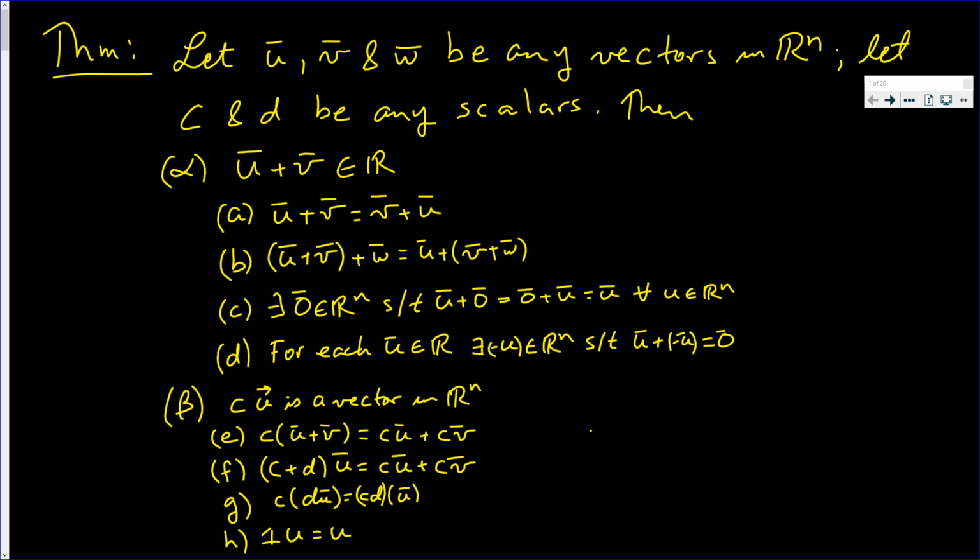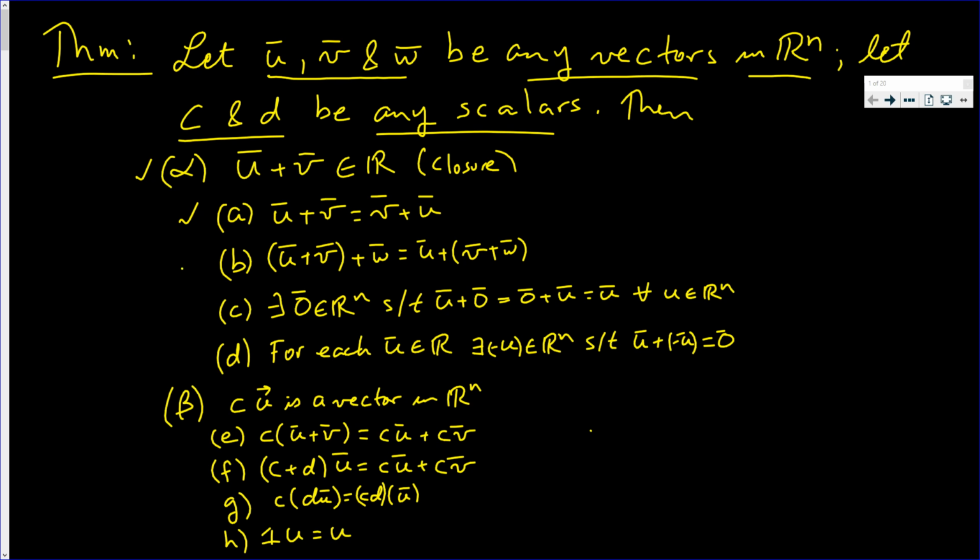In this video, we're going to prove a lot of facts about vectors in Rn. If u, v, and w are vectors in Rn, and c and d are any real scalars, then u plus v is in Rn. That means closure. Vector addition is commutative. Vector addition is associative.